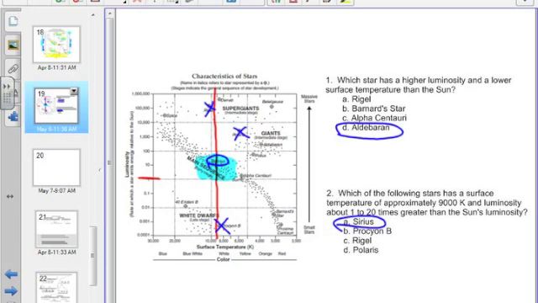So just take your time. You know where the different values are, the different variables. Just take your time and hunt down the information you need, and you'll be in good shape.